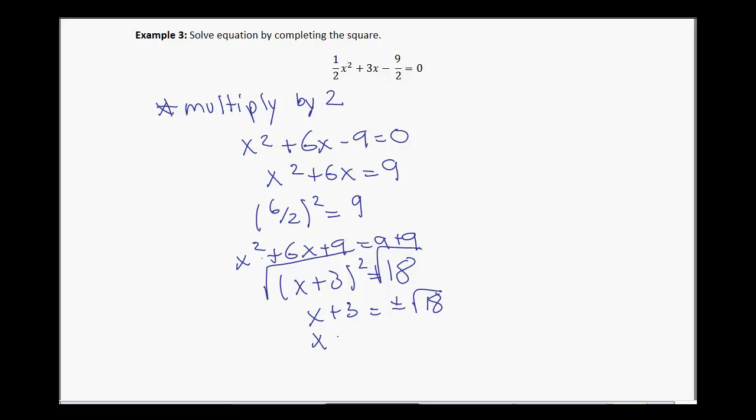Solving for x, we get x equals negative 3 plus or minus the square root of 18. So our final answers are x equals -3 plus square root 18, or x equals -3 minus square root 18.